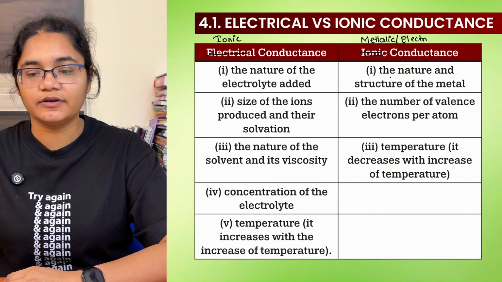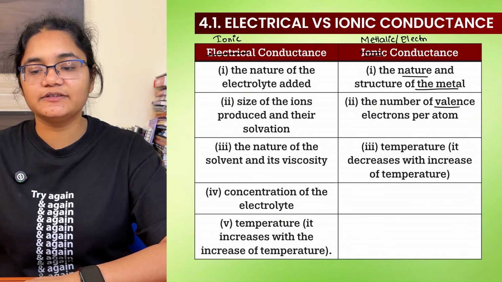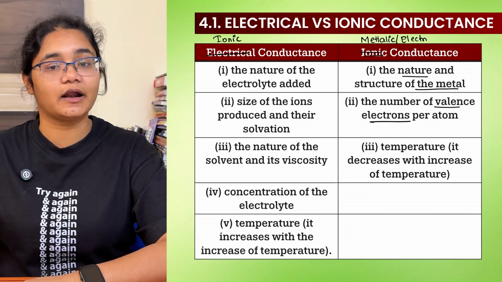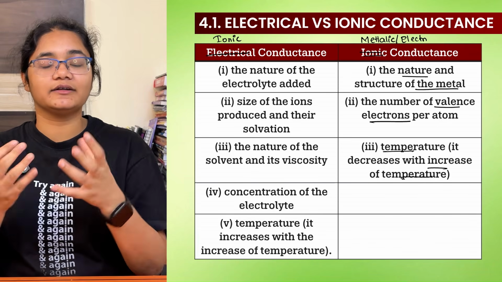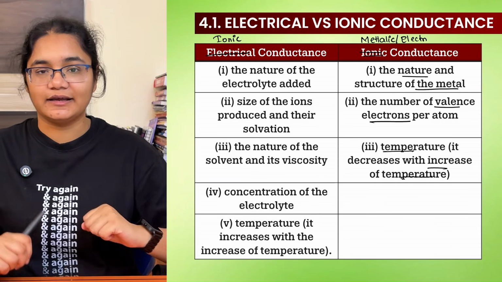Next we have here, it depends on the nature and the structure of the metal, very important. Next, it depends on the number of valence electrons per atom. If more valence electrons are there, then it will conduct more. Temperature: it decreases with the increase in temperature. When in metal conductors the temperature increases, the friction also increases, so that is why the conduction decreases.